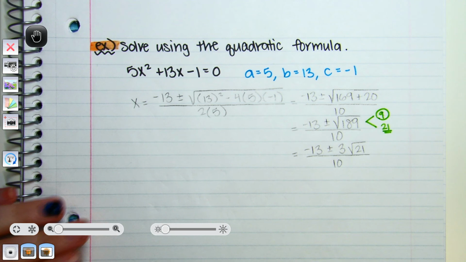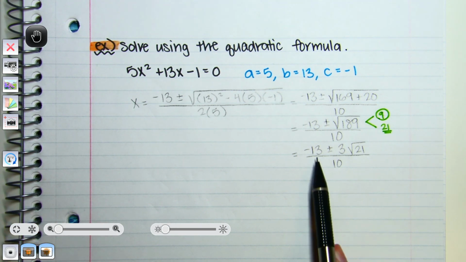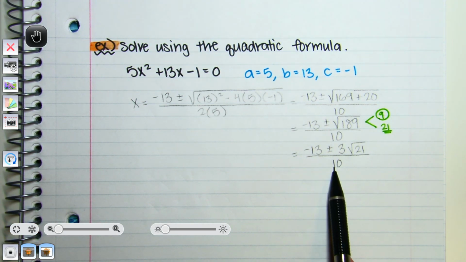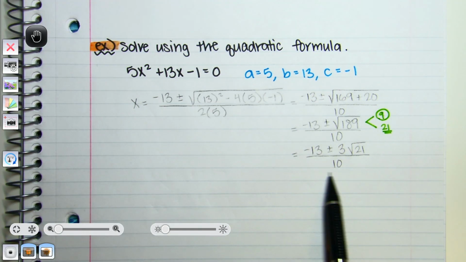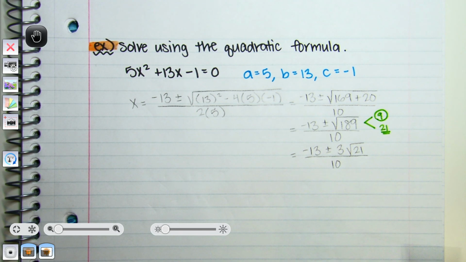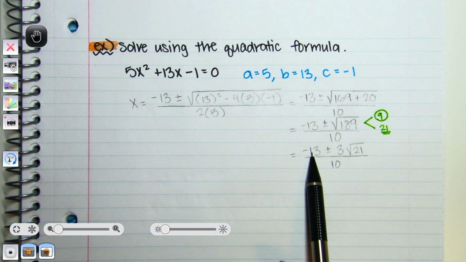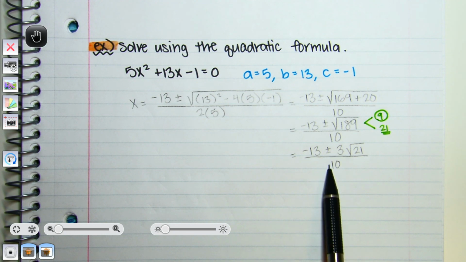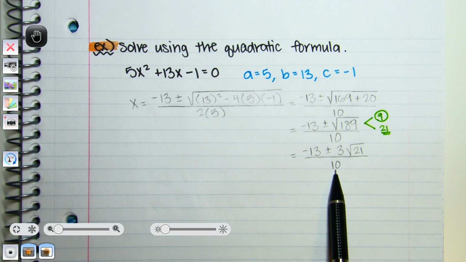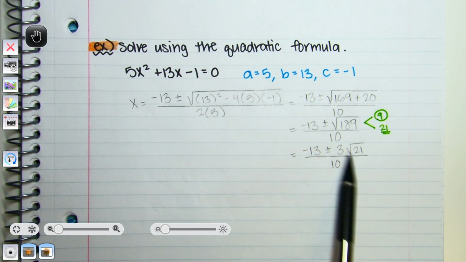Now if I look at whether or not this will simplify, 13 over 10 will not simplify, 3 over 10 will not simplify. I'm going to leave it as one big ol' happy fraction. If you prefer to split it up and write it as negative 13 over 10 plus or minus 3 rad 21 over 10, go for it. I leave it like this if nothing simplifies with the denominator.